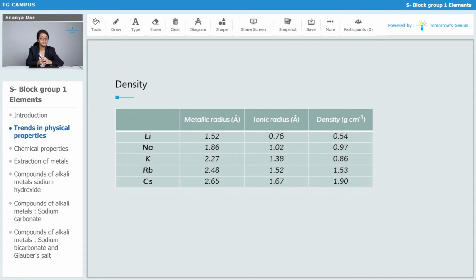So, if we see a table of the trend in density, we see that from lithium to sodium the density increases, from sodium to potassium it decreases, and then it starts increasing again. So, sodium and potassium are the only anomalies here, and that is because going from sodium to potassium the increase in size effect is more pronounced than the increase in atomic mass.